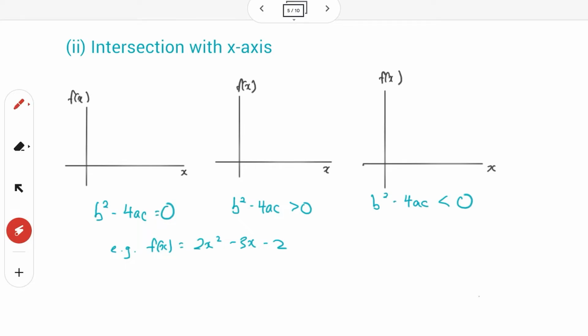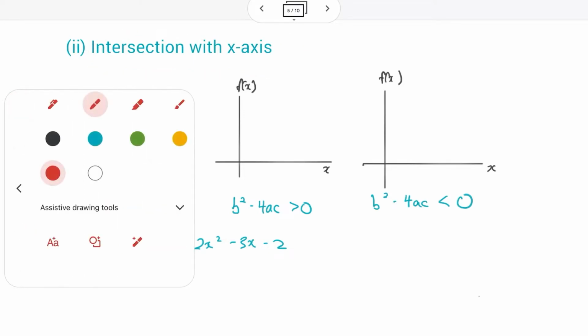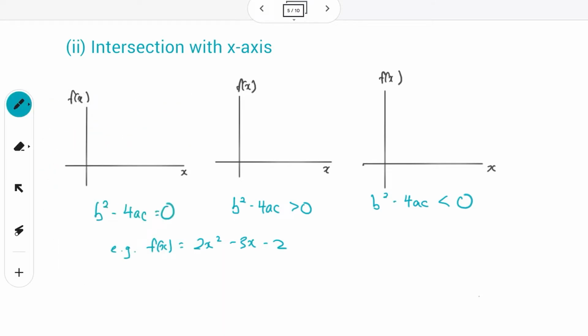The next step is to figure out how the graph intersects with the x-axis. Now there are three possible options, and essentially the first thing you have to do is find the value of b squared minus 4ac. Depending on what this value is, your graph will intersect the x-axis differently. So in the first example, if b squared minus 4ac equals 0, therefore your graph will intersect the axis at one point, i.e. it touches the x-axis at one single point.